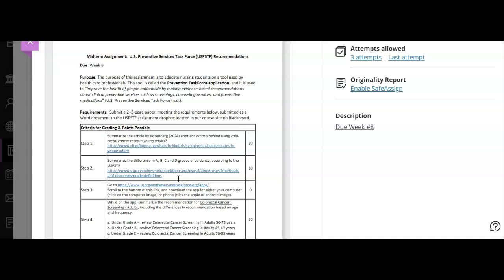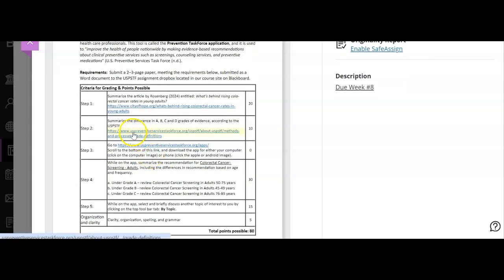It's more of a step-based kind of process. So first you're going to read an article, and you just click on here and you're going to read it. What's behind rising colorectal cancer rates in young adults? And then you're going to summarize, give a brief summary of what you read. That's worth 20 points. Okay, that's easy enough, right? We're starting to look at colorectal cancer, CRC, and the rates in young adults. This is going to be used as an example throughout.